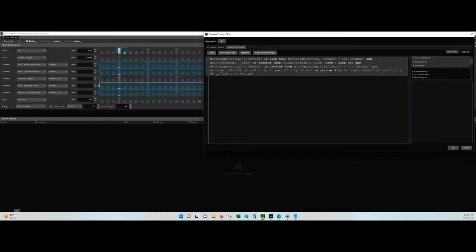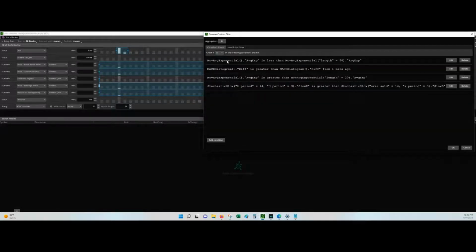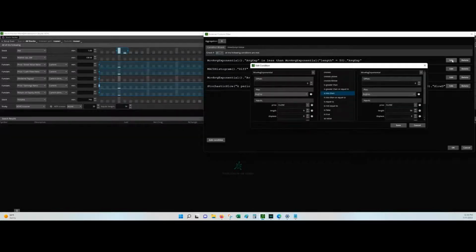So the Stochastic Slow is another momentum indicator, and there's a K period and a D period. So when these cross, usually it's a bullish indicator that the stock is moving in the right direction. And I'll walk through that in future videos to come. But for me, if the stock is a buy, the slow K needs to be greater than the slow D. And that's what I have here. Under the condition wizard, you can see every single one of these conditions here. And if you want to go edit it, you can click edit and change it to your liking.